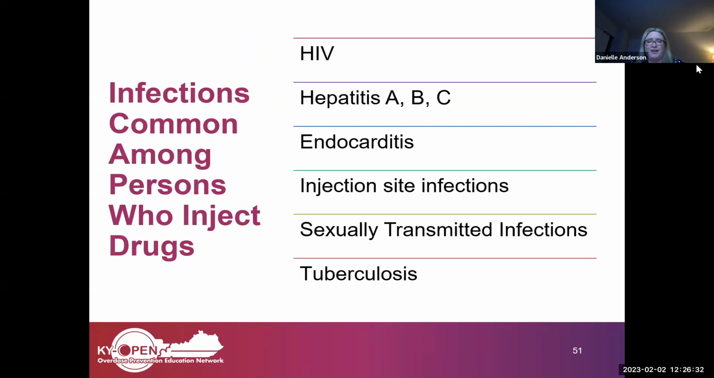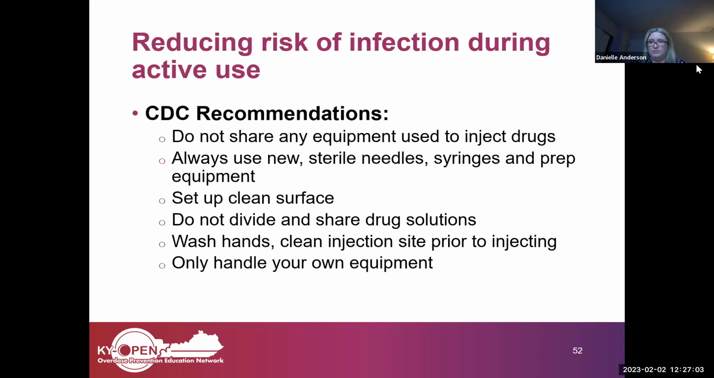So the CDC identifies that patients who use injection drugs are highly likely to develop the following infections, including HIV, hepatitis, endocarditis, injection site infections, sexually transmitted infections, and tuberculosis. So we want to treat these when we identify them, and we want to try to prevent them if the patient comes in and does not have any of these. So reducing risk of injection during active use. Counseling patients on safer injection practices may reduce the spread of disease.